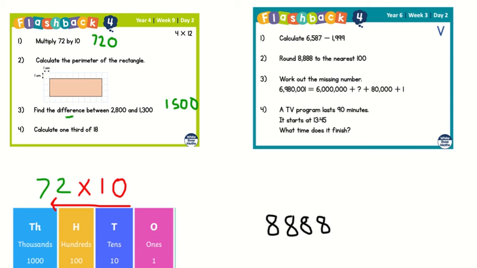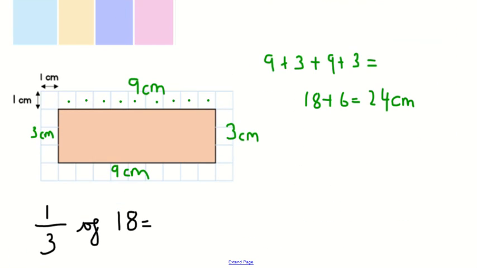And finally, question 4. We're going to calculate 1/3 of 18. Now remember, if you want to find a third, it is the same as dividing by 3. So 18 divided by 3. Use your 3 times table to help you. 3, 6, 9, 12, 15, 18. 6. You know that 6 times 3 is 18.